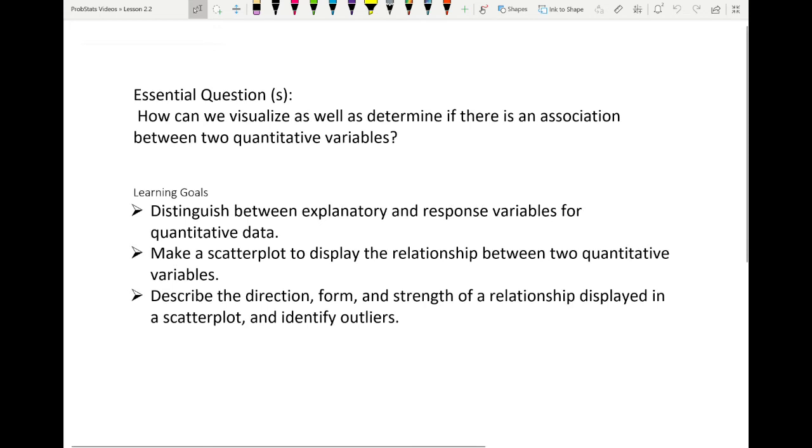So the essential question that we want to address today is, how can we visualize as well as determine if there's an association between two quantitative variables? So our learning goals for today are to be able to distinguish between explanatory and response variables for quantitative data. We want to make a scatter plot to display the relationship between two quantitative variables. And we want to describe the direction, form, and strength of a relationship that is displayed in a scatter plot and identify any outliers.